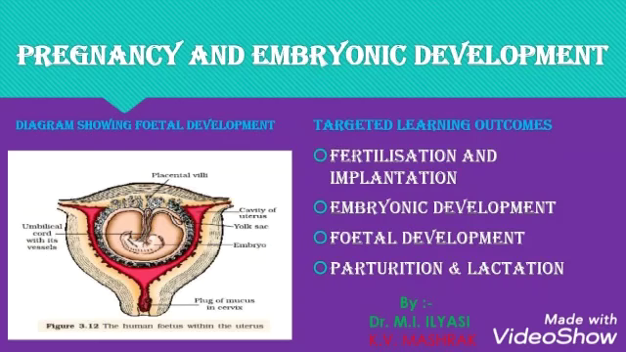Now let us talk about parturition and lactation. First, we should know the gestation period. The average duration of pregnancy is called the gestation period. In humans, the gestation period is 9 months or up to 40 weeks, including the menstrual phase.